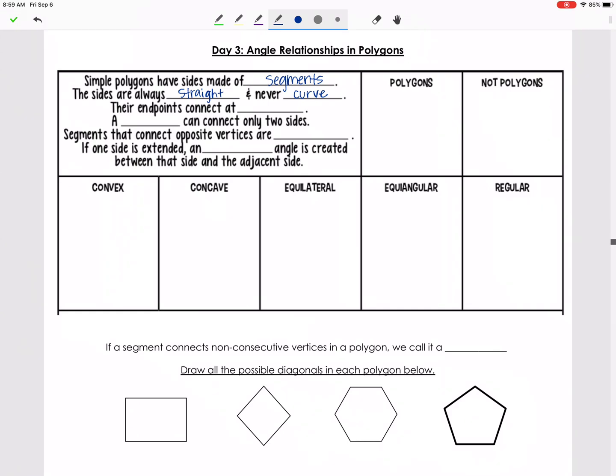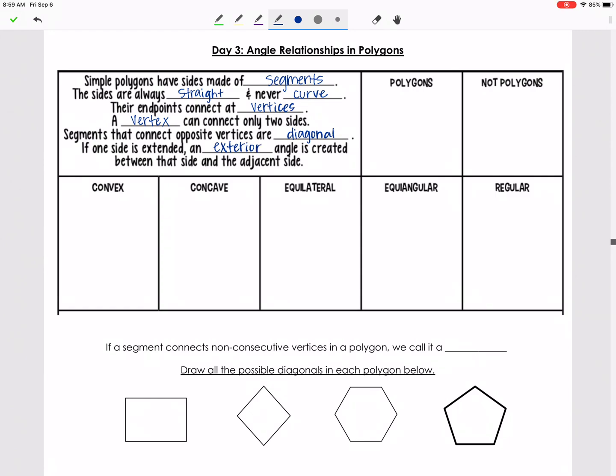Those segments also connect at vertices at the corner. So we should have edges and vertices, and obviously a vertex can only connect up to two sides, okay? Now, segments that connect opposite vertices, so vertices that are not in consecutive order, that would be what we consider a diagonal. So anything that cuts across the shape, connecting two vertices that don't come in consecutive order, would be a diagonal. And if we extend one side of our polygon, then we get an exterior angle created on the outside, like we discussed the other day.